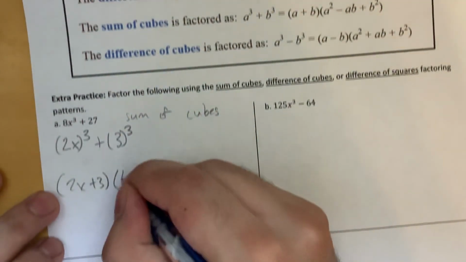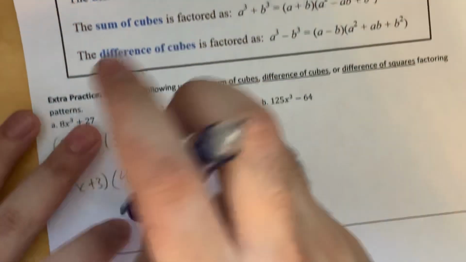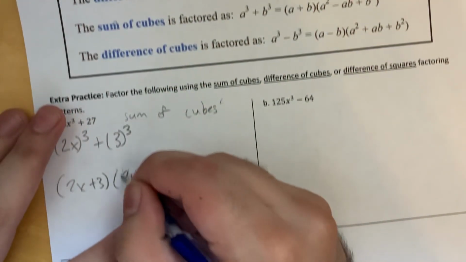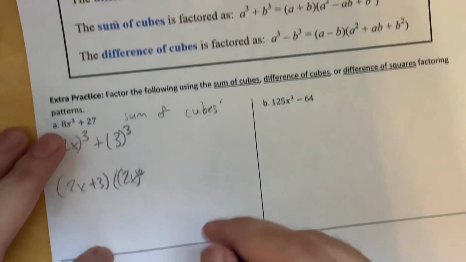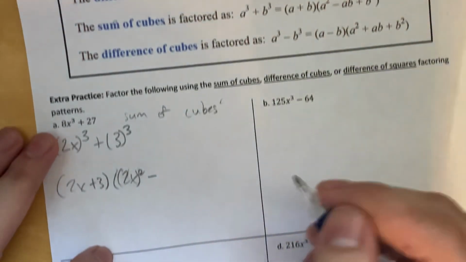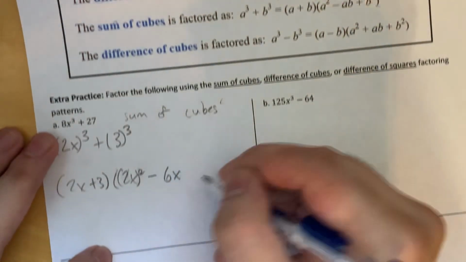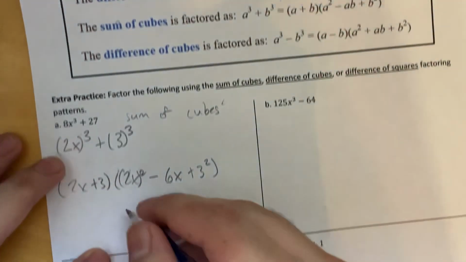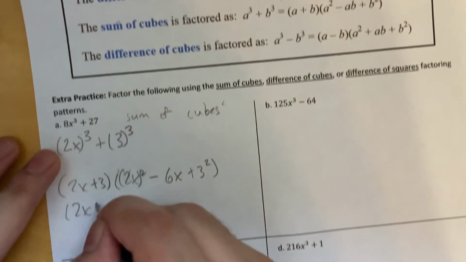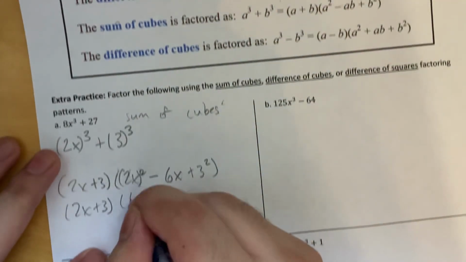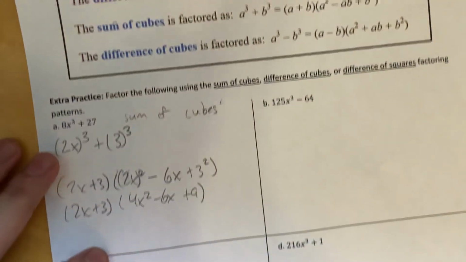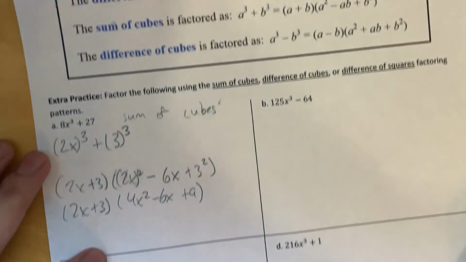2x squared, which is 4x squared. I'll put it in 2 steps. 2x squared minus 6x plus 3 squared. So if we solve that whole thing out, we get 2x plus 3 times 4x squared minus 6x plus 9. And there we go. That is our factor.